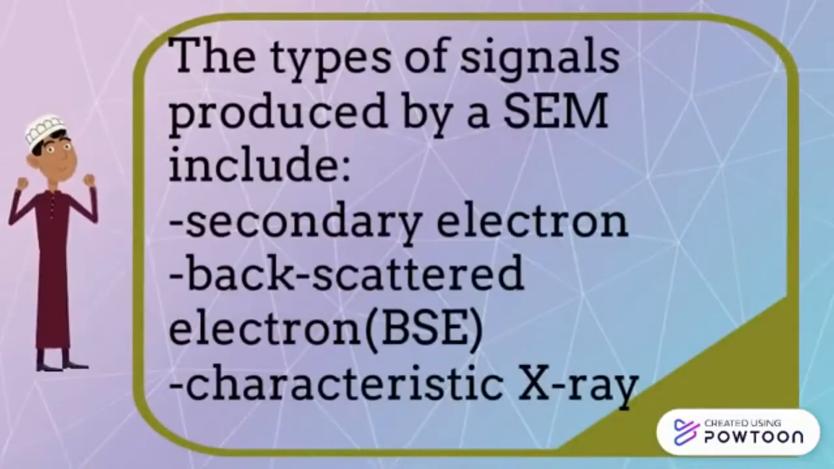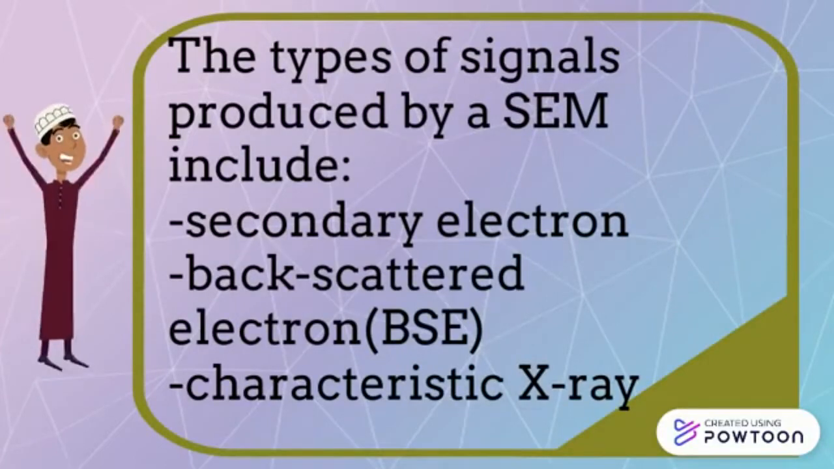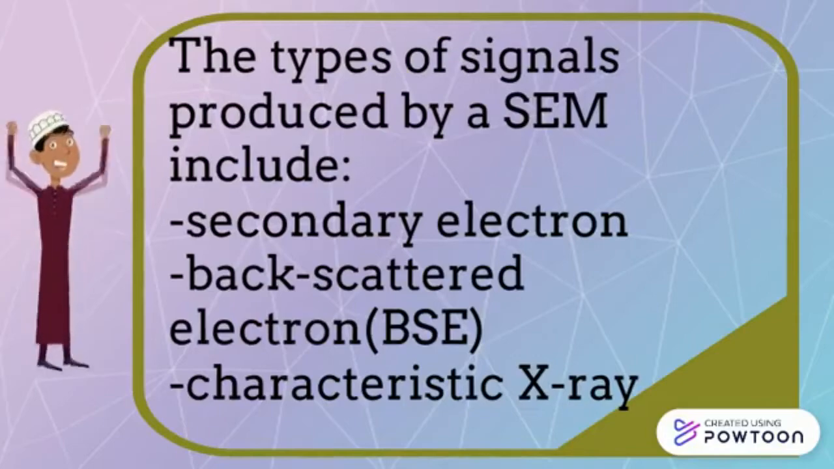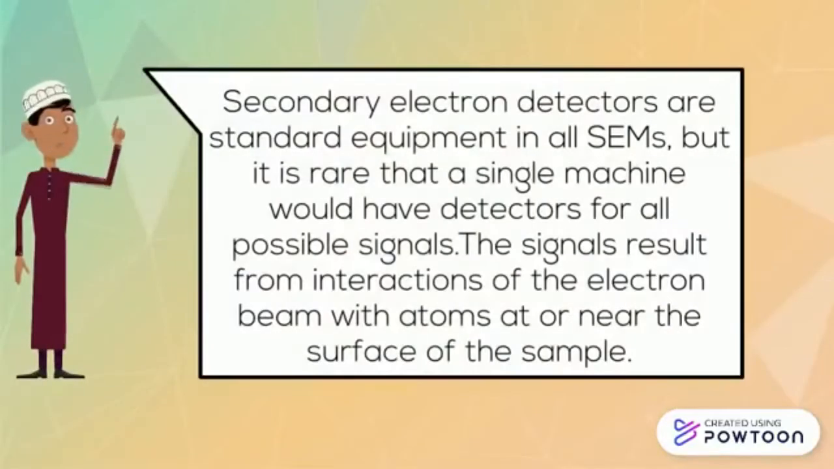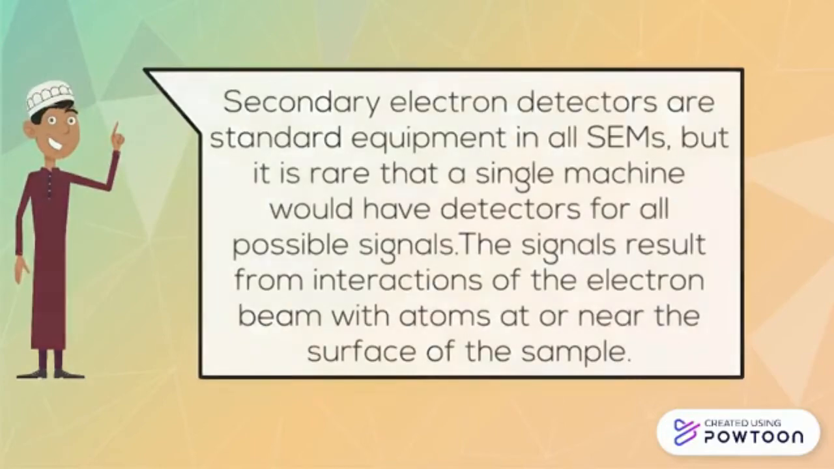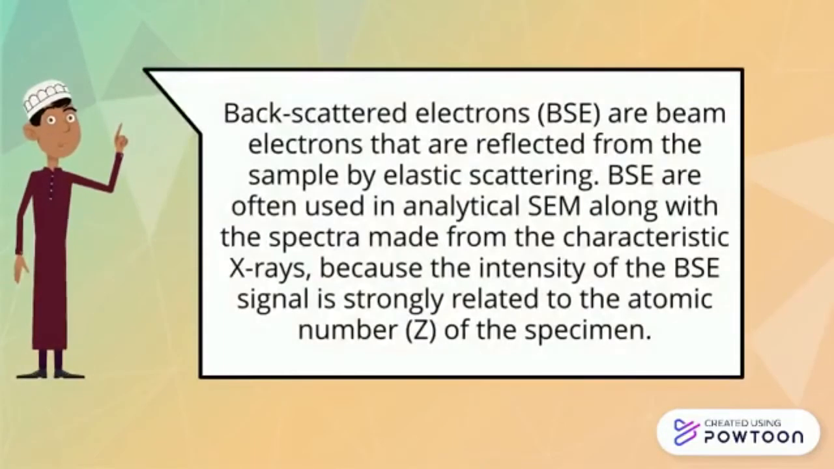The types of signal produced by SEM include secondary electrons, backscatter electrons, and characteristic X-rays. Secondary electron detectors are standard equipment in all SEMs, but it is rare that a single machine will have detectors for all possible signals. The signals result from the interaction of the electron beam with atoms at or near the surface of the sample. Backscatter electrons are beam electrons that are reflected from the sample by elastic scattering.